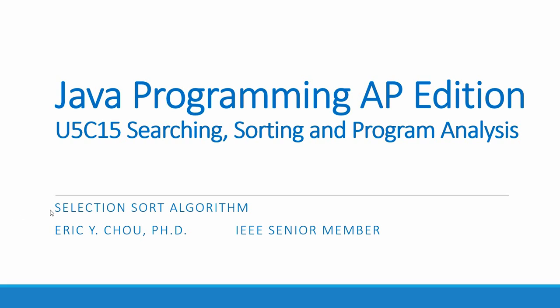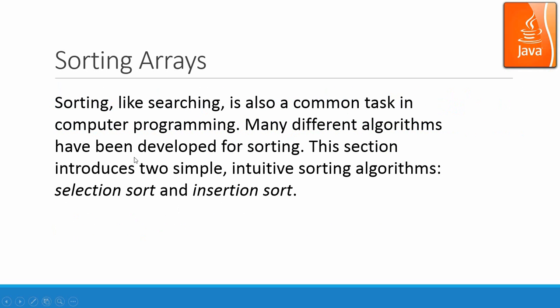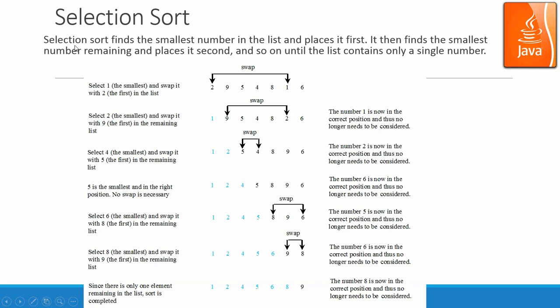Now, let's look at another sorting algorithm, the SelectionSort algorithm. Sorting an array, like searching, is also a common task in computer programming. Many different algorithms have been developed for sorting. This section introduces two simple, intuitive sorting algorithms, SelectionSort and InsertionSort. We covered the InsertionSort already. Now let's look at the SelectionSort.